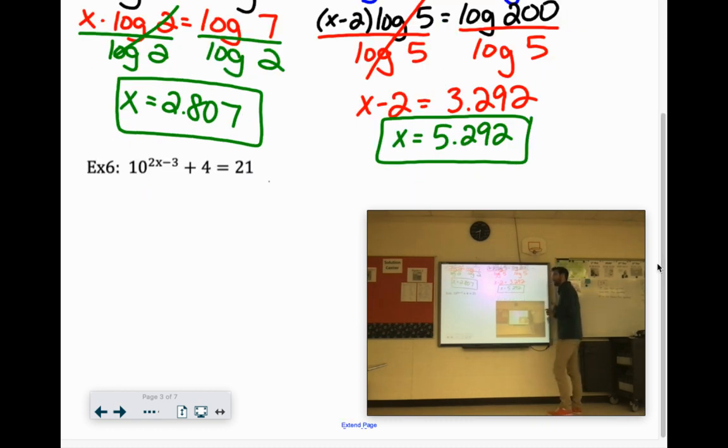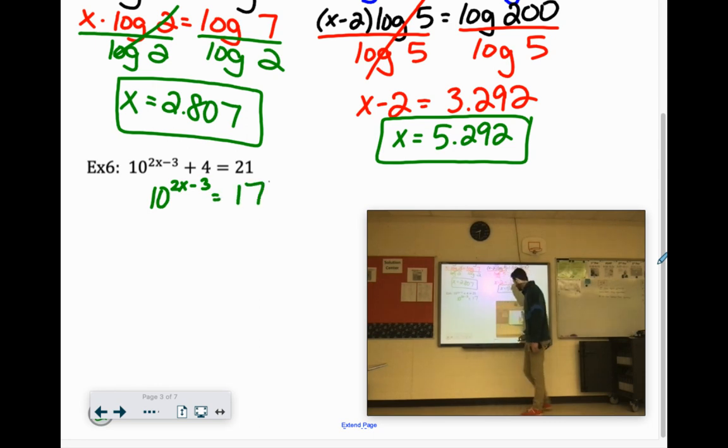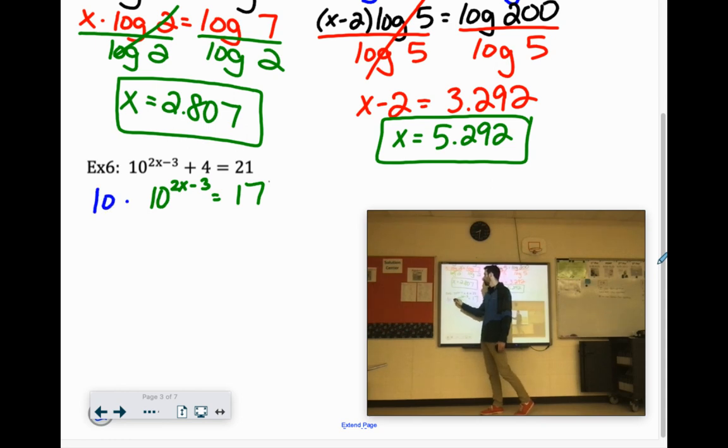Cool. 10 to the 2x minus 3 plus 4 equals 21. So first we're going to have to get rid of that 4. We want to kind of isolate the base with the exponent. So we'll subtract the 4 from both sides, which would give us 10 to the 2x minus 3 equals 17. And then we're going to log it. Whoops. I didn't even leave myself enough space there.